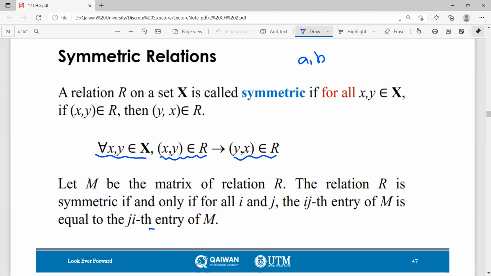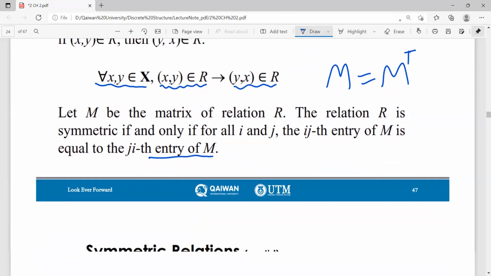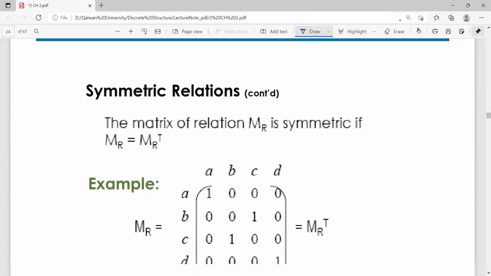And in the matrix notation, we say the matrix must equal its transpose. Do you know what a transpose is? We just interchange rows and columns. I'm going to tell you how you find the transpose of a matrix.